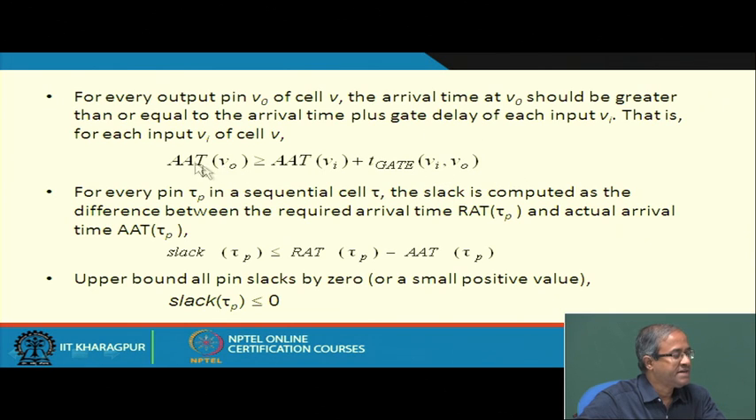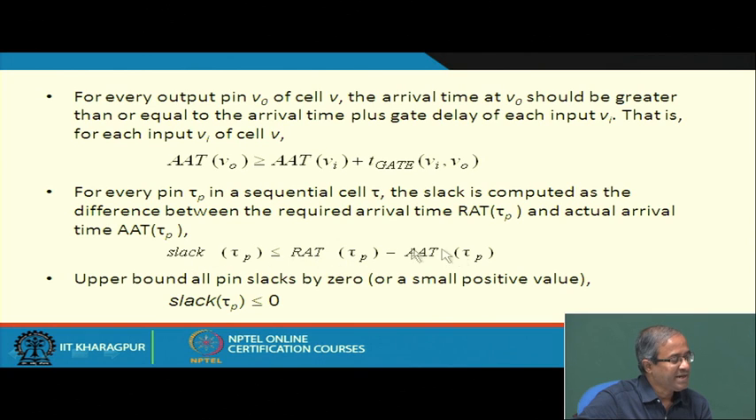So, for a gate, the arrival time of the output should be greater than or equal to the arrival time of the input plus the delay of the gate. Okay. The third constraint concerns the slack. It says that for every pin of a sequential cell tau, let us call it, the slack is computed as the difference between the RAT minus AAT, just the definition. So, slack for every timing point you are calculating as the difference between RAT and AAT.